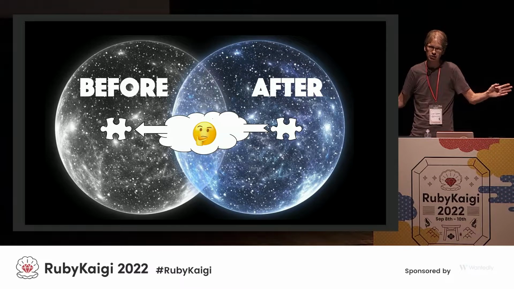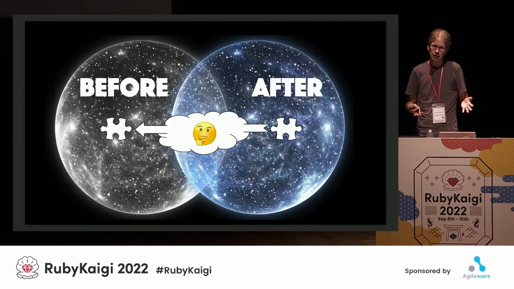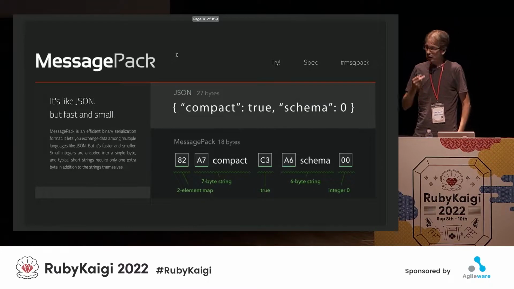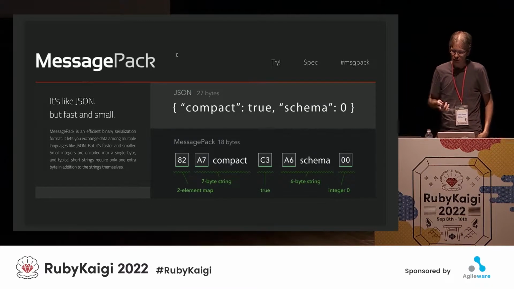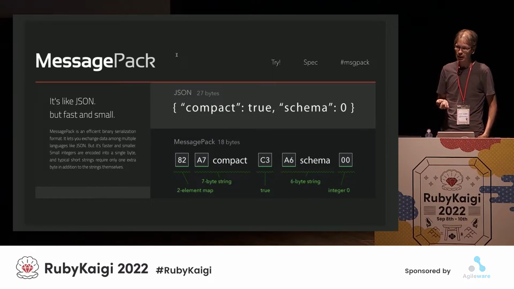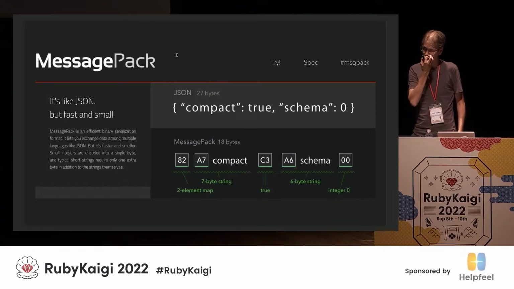So we want to have something in there that we don't have to worry about that anymore. It doesn't matter how long our cache expiry is. When we bring things out of the cache, they're not going to blow up that way. So we need a format that does not encode the universe. And for that, we use MessagePack, of course. MessagePack is an extremely efficient binary serialization format. It's a binary format, so it's similar to Marshall in that way.